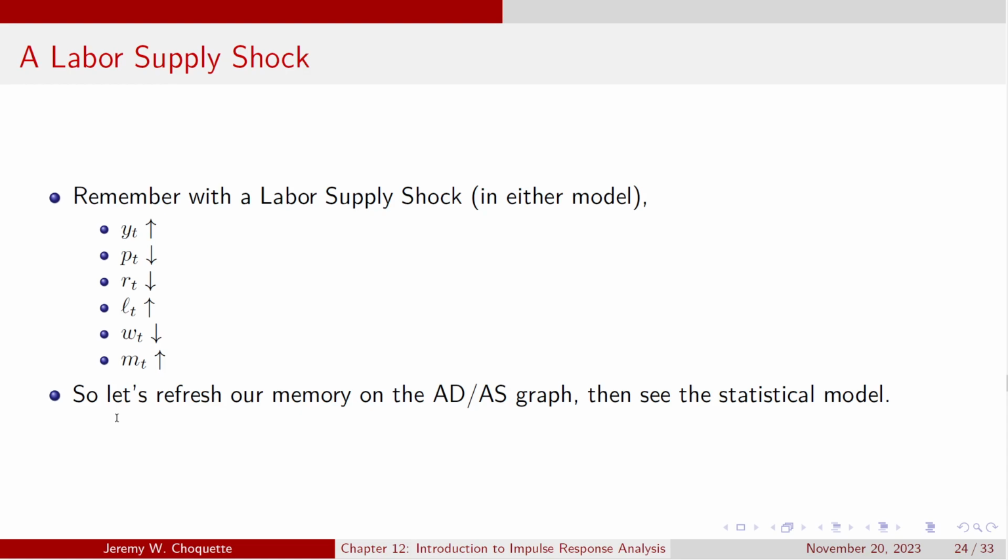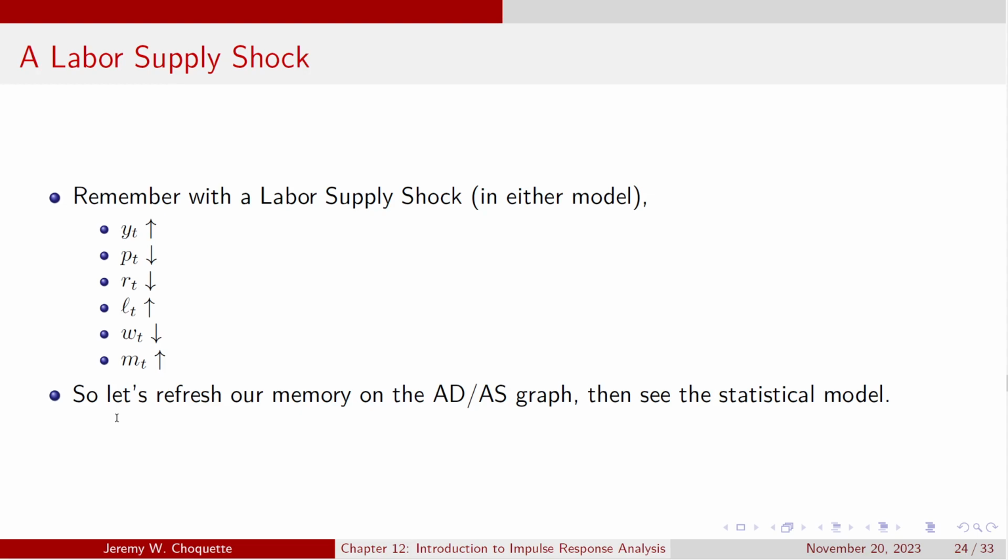What about the labor supply shock? Again, either model. Remember, in the labor supply shock, the only difference is that wages fell, and in the total factor productivity shock, wages increased. So that's the only way we could identify the difference between the two shocks.